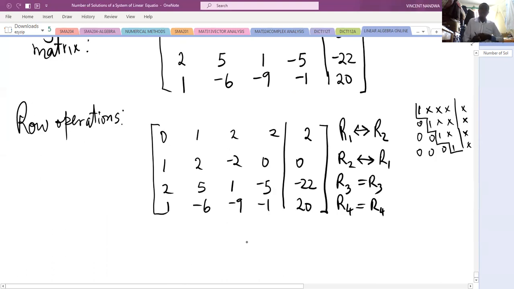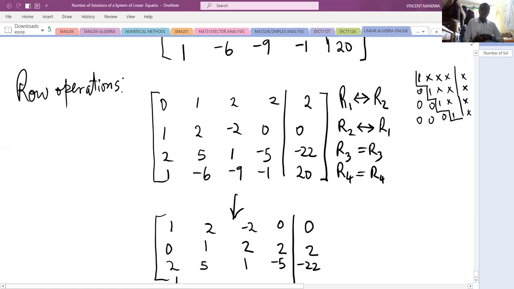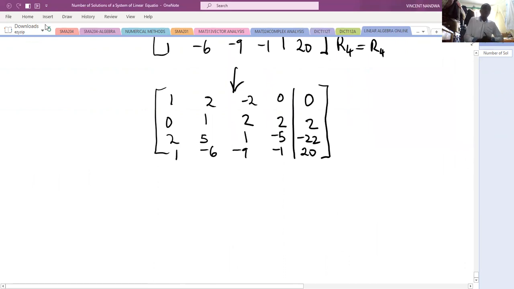So this will lead to 1, 2, minus 2, 0, and then 0, and then we'll have 0, 1, 2, 2, 2, then we have 2, 5, 1, minus 5, minus 22, and then 1, minus 6, minus 9, minus 1, 20. So that's what we have by that step. This position is now okay. This is 1, and also this is 0.